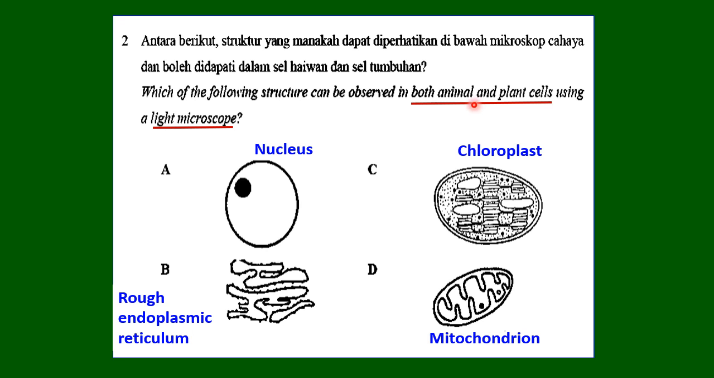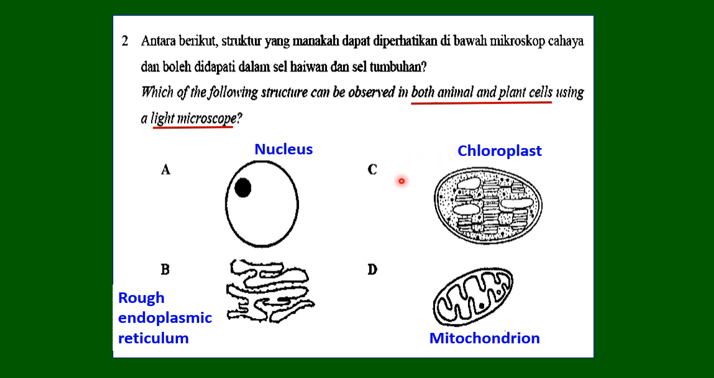Now, first of all, which one cannot be found in both animal and plant cells? Yes, it's the chloroplast. Chloroplast is only found in plant cells, not in animal cells, because it's involved in the process of photosynthesis. So it's found in the plant cells, but not in animal cells. So C is out.